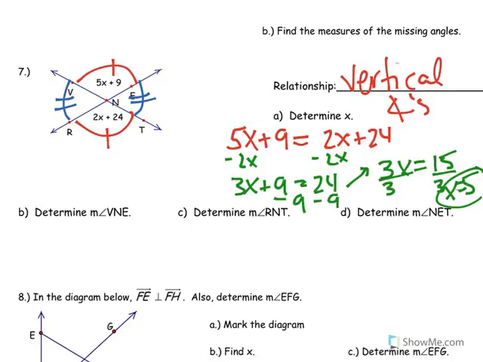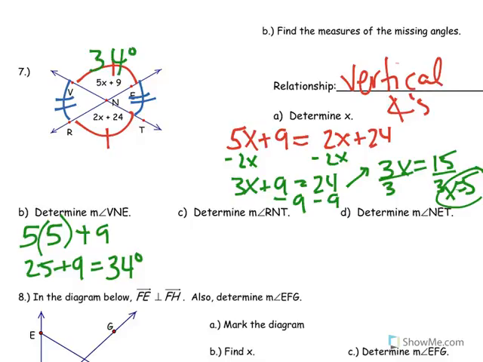Okay? The part that a lot of people are struggling with is B, C, and D, knowing how to find the measure. Remember, whenever I have this little m in the front, that means I'm finding the measure, and I have to actually evaluate and plug in. So determine the measure of VNE, that's this angle here, which means I want to plug into this expression. 5 times the x that I had, which was 5, plus 9, that's 25 plus 9. That means that VNE is 34 degrees. So I know this is 34 degrees.